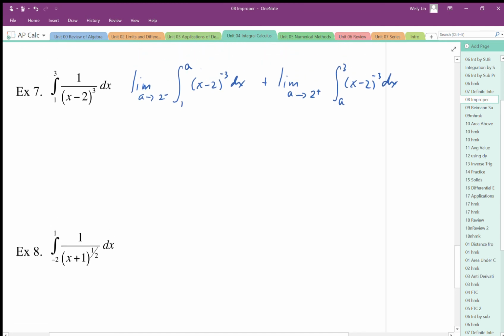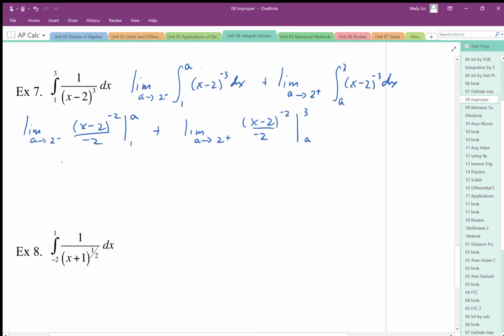So we're going to anti-differentiate this. Limit as a goes to 2 from the negative side, and it's going to be (x minus 2) to the negative 2 all over negative 2 from 1 to a, plus the limit as a goes to 2 from the positive side. We're going to end up with the same integral, and our bounds are going to start at a, going to 2 from the positive side, and we're going to go to 3. Then we're going to plug this in.